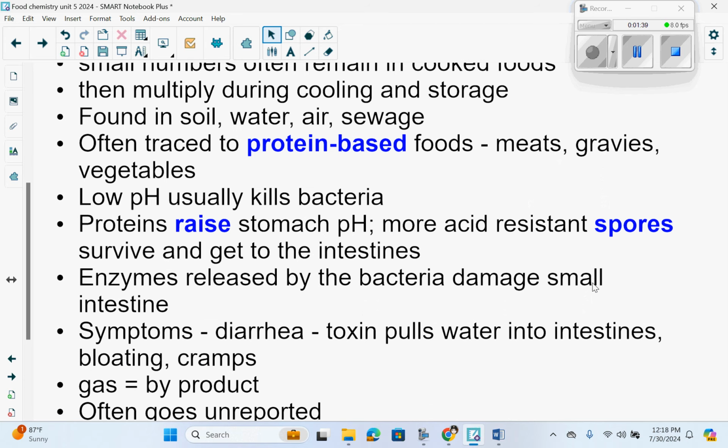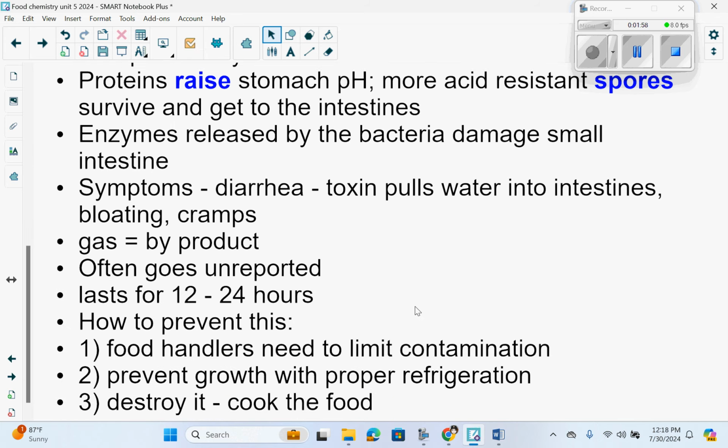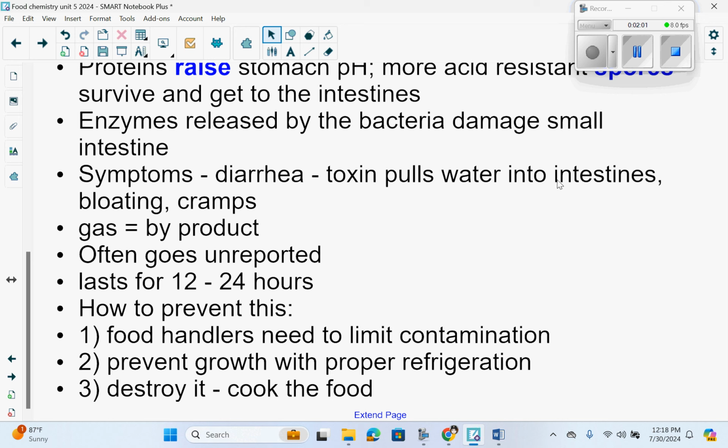A low pH usually kills bacteria. Proteins raise the stomach pH, so your more acid-resistant spores can survive and get to the intestines. Enzymes released by the bacteria damage the small intestine. Symptoms include diarrhea. The toxin pulls water into the intestines, right? Then you get bloating, cramps. Gas is a byproduct. This often goes unreported. It can last for anywhere from 12 to 24 hours.